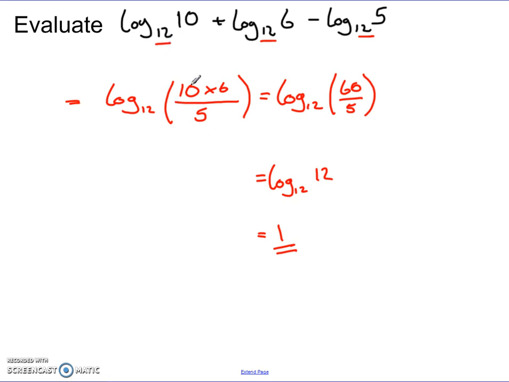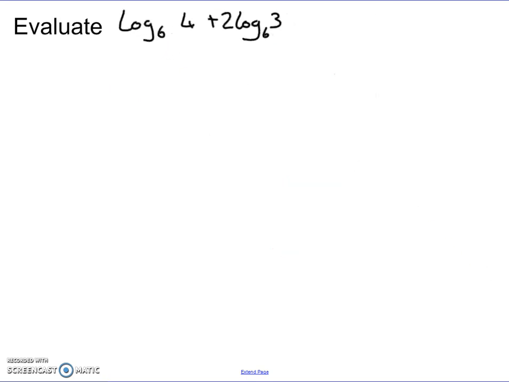Again, one of the key ones, same base number. However, when we've got coefficients, that can add an extra level to it as well. So imagine I've got log to the base 6 of 4 plus 2 log to the base 6 of 3. Both logs have the same base. Great, we can combine them. But the coefficient here presents us with a problem.